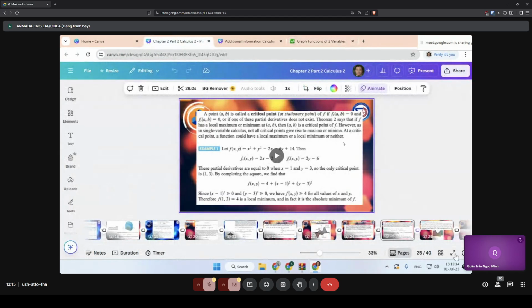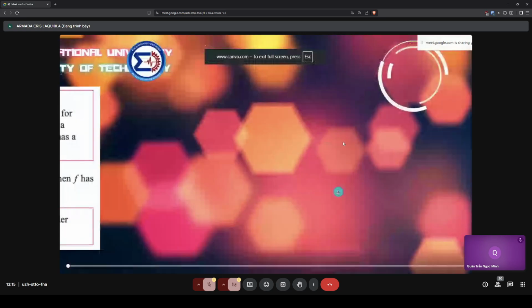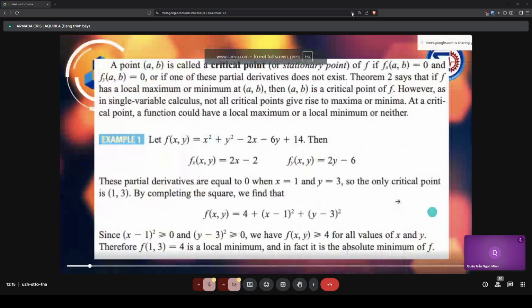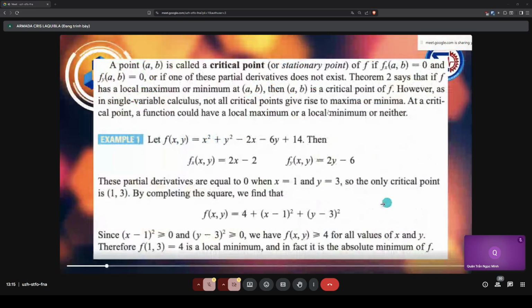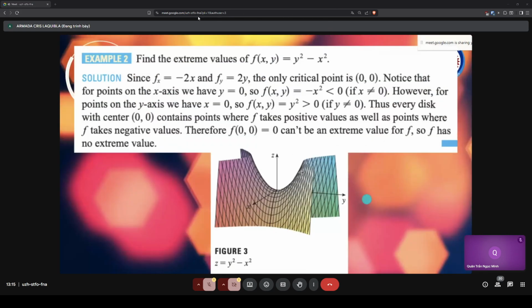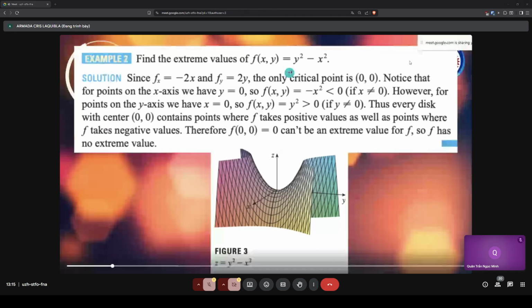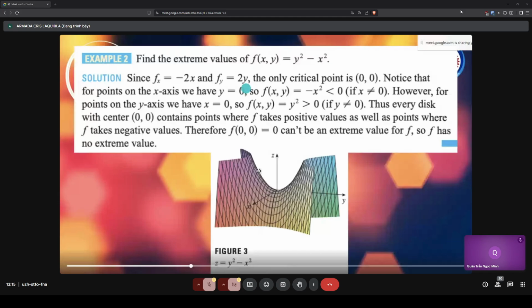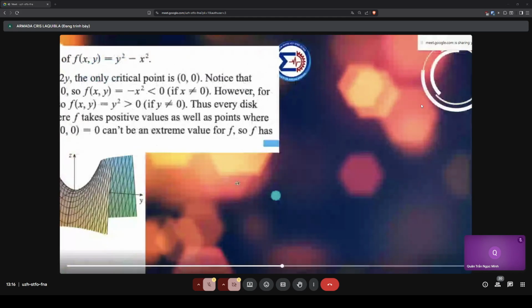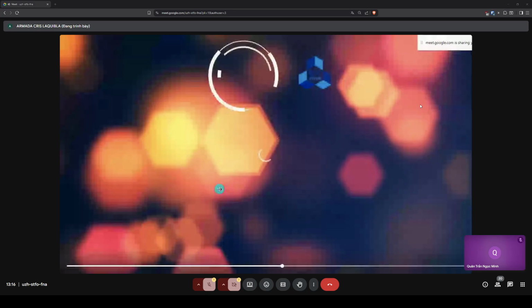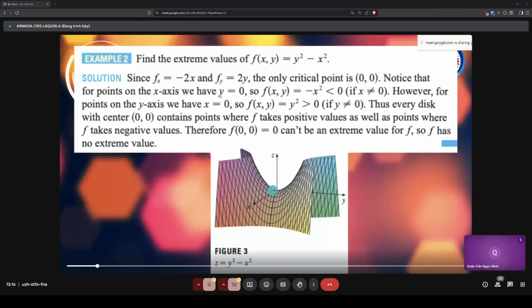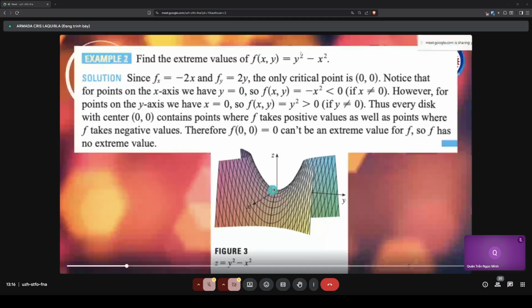Next, find the extreme values of f of x, y is equal to y squared minus x squared. So for this one, class, the graph looks like this. Okay, so we cannot find something like a tip of a mountain in this graph. So we can find a point here. It is like a point between two mountains, right?